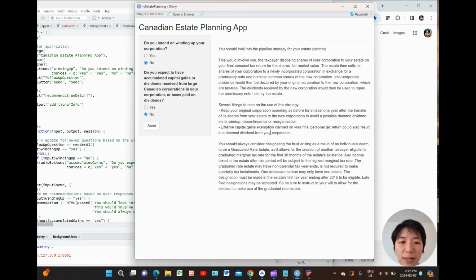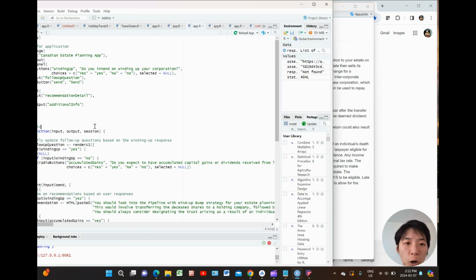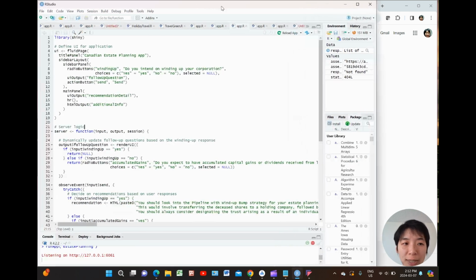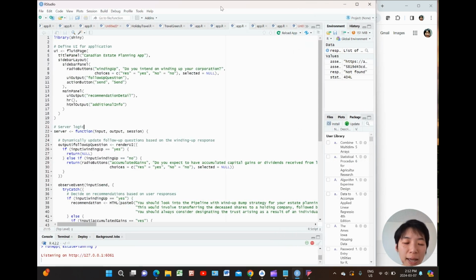So I hope this clears up some of the confusions around Canadian estate planning involving corporations and this code structure that you could adapt essentially to any concept that you want to convey that fits into a decision tree structure.